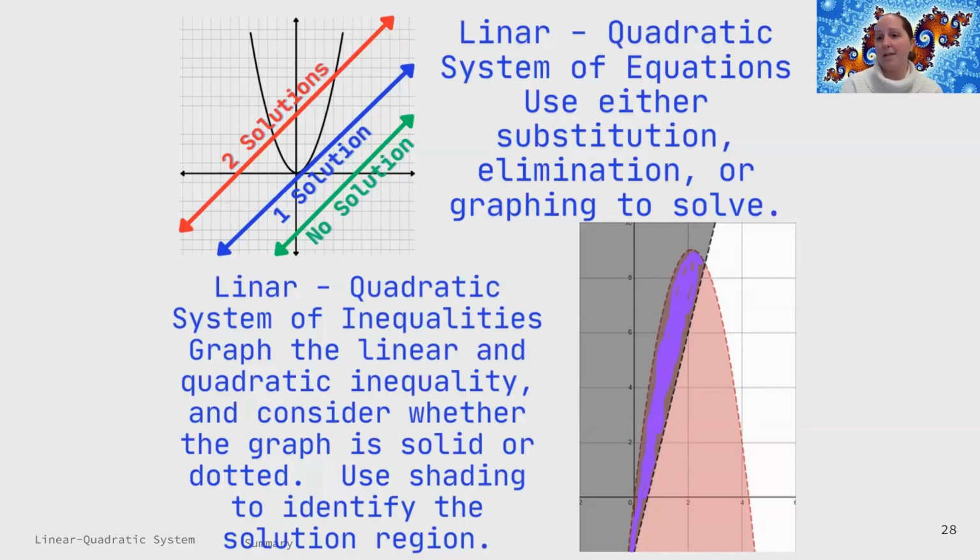For linear quadratic systems of inequalities, graph the linear and the quadratic inequality and consider whether the graph is solid or dotted, so the line is solid or dotted, and use shading to identify the solution region. Your solutions are all going to be within whatever is shaded by both. There may be cases where you will have no shading that crosses, which means there are no solutions to those sets of inequalities. And that is the end of lesson 7.